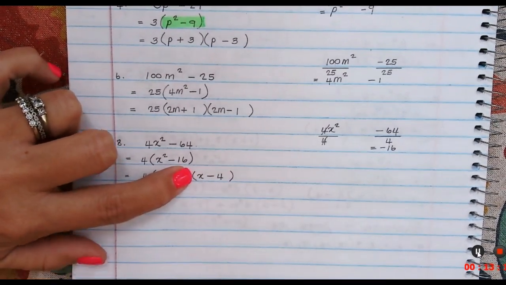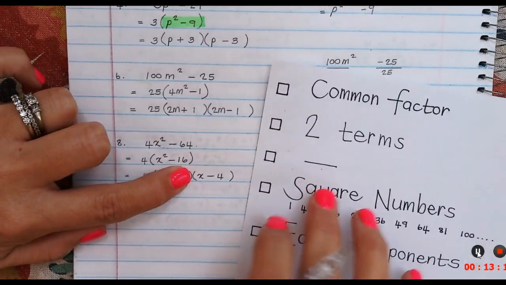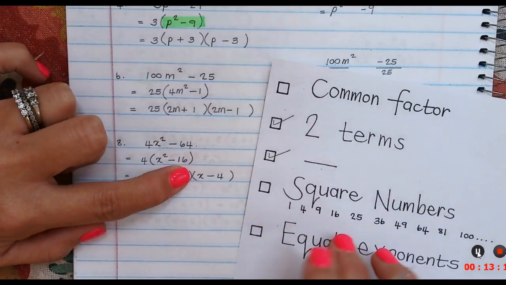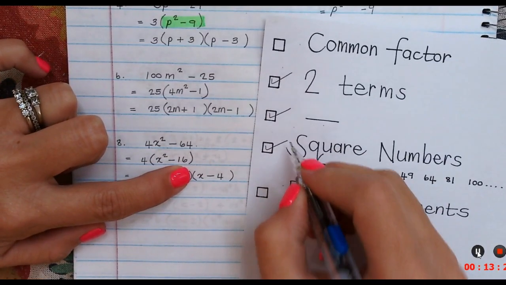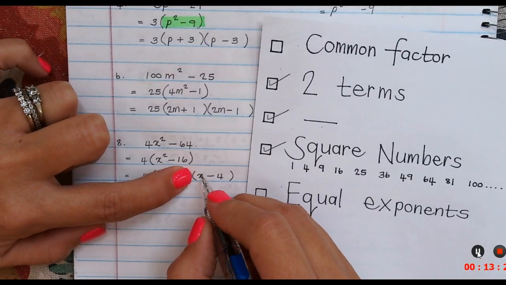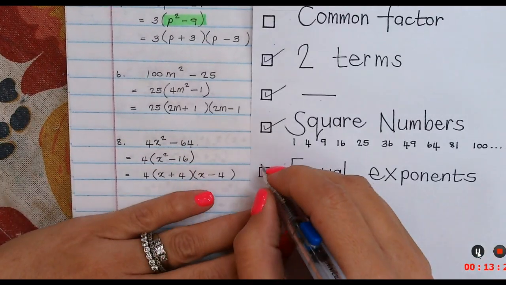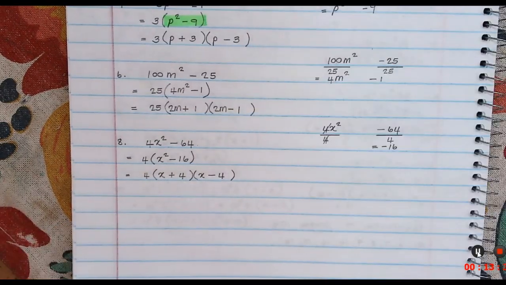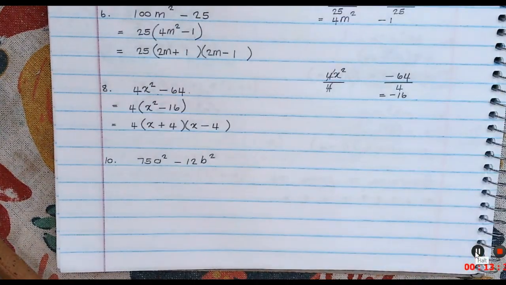Please make sure to check your last bracket, because your last bracket is still two terms. There's still a negative inside. 4 is still a square number. But what is throwing me out right now is that this x does not have equal exponents. So therefore, that one is completely factorized.